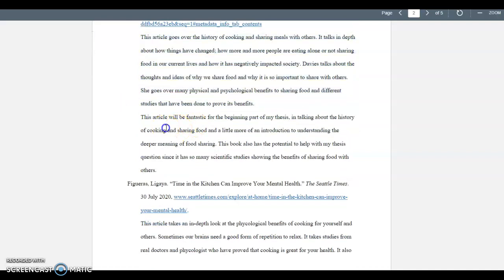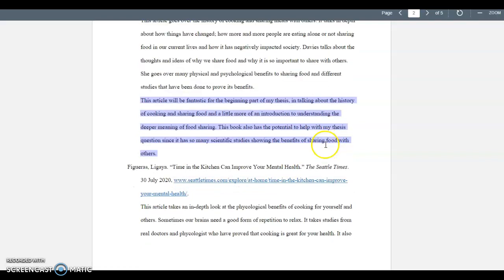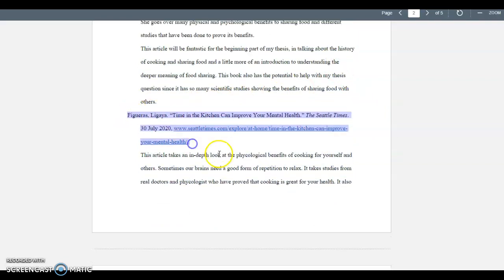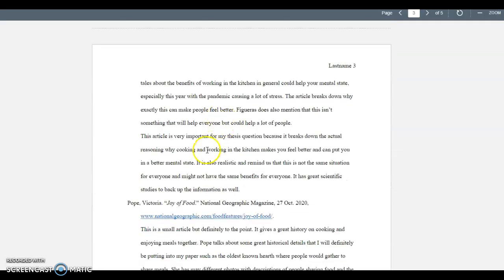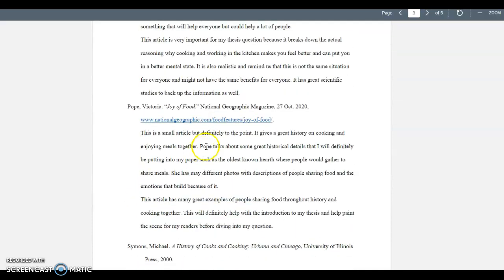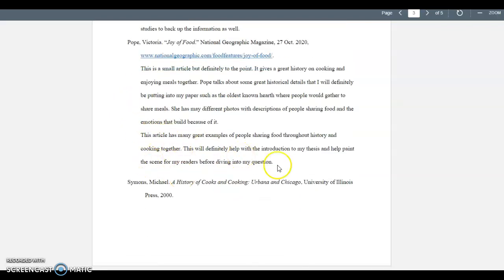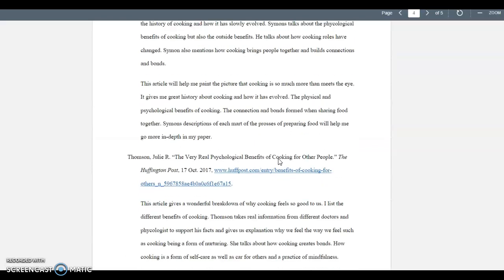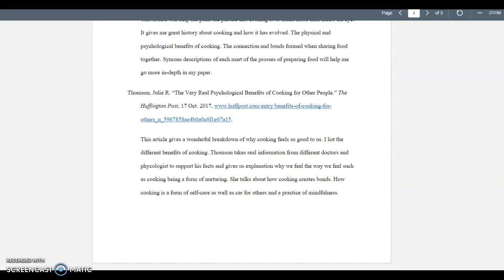a paragraph of summary, and then a paragraph on how it'll be used. So this one says, this article will be fantastic for the beginning part of my thesis and talking about the history, blah, blah, blah. And then it goes right into the second source. There's a citation, a paragraph of summary, a paragraph of how it'll be used. The third one, citation, a small paragraph of summary, paragraph of use. This article has many great examples, blah, blah, blah. And it continues, okay? Look over these closely.